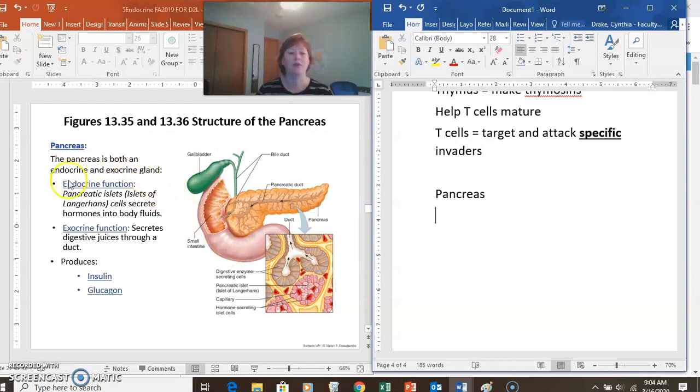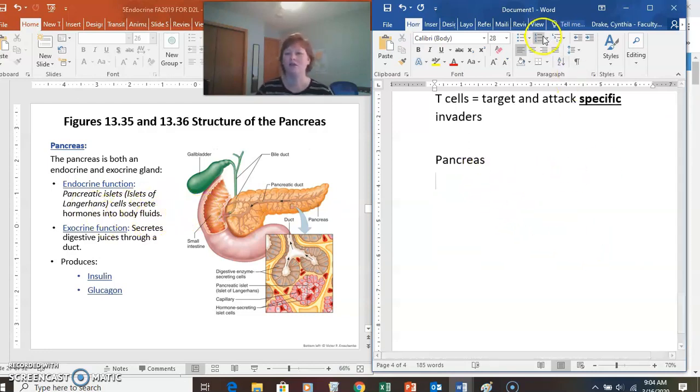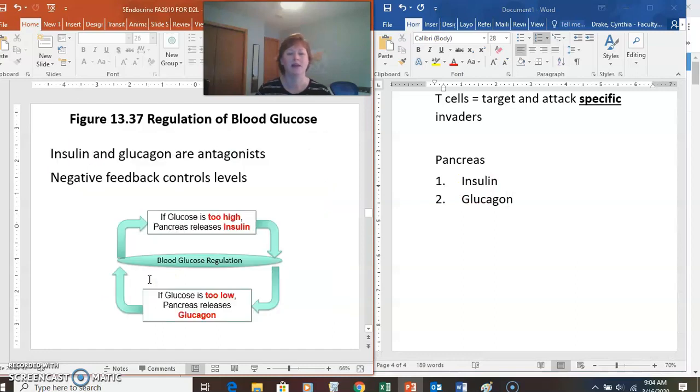For now, we're going to focus on special cells within the pancreas called pancreatic islet cells, or the islets of Langerhans cells. And these are going to secrete hormones into your body fluids. Now, your pancreas secretes two specific hormones that we've talked about before, insulin and glucagon. Right? We talked a little bit about those last week when we met in class.